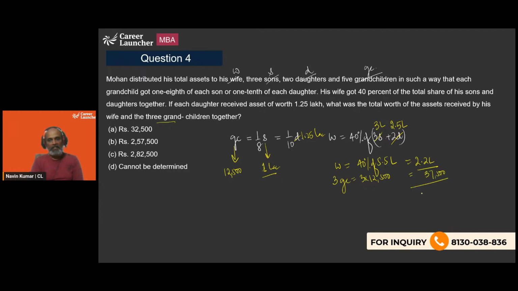So if we add them, it's going to be 2,57,500. Option B. Right?